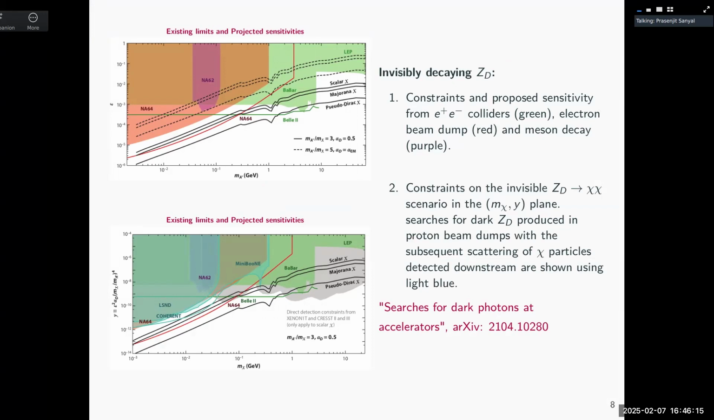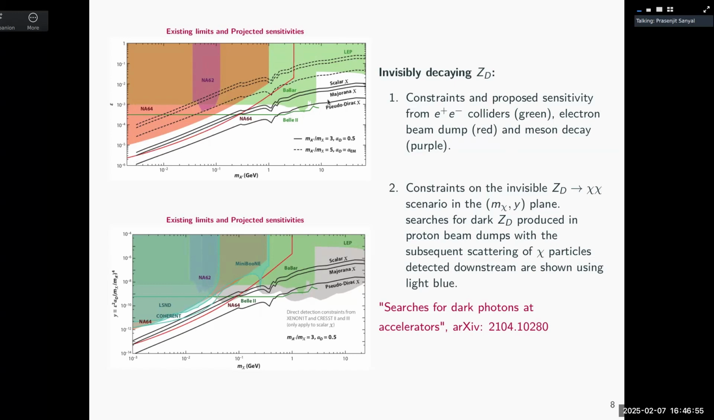So in that case, in the upper figure, we have the constraint and the proposed sensitivity from the electron colliders given in the green shaded region, the electron beam dump through this red region, and the meson decays in this purple region. The projected sensitivity coming from Belle II is also given over here, this green line. And the NA64 projected sensitivity, which is like an electron beam dump experiment, is given over here.